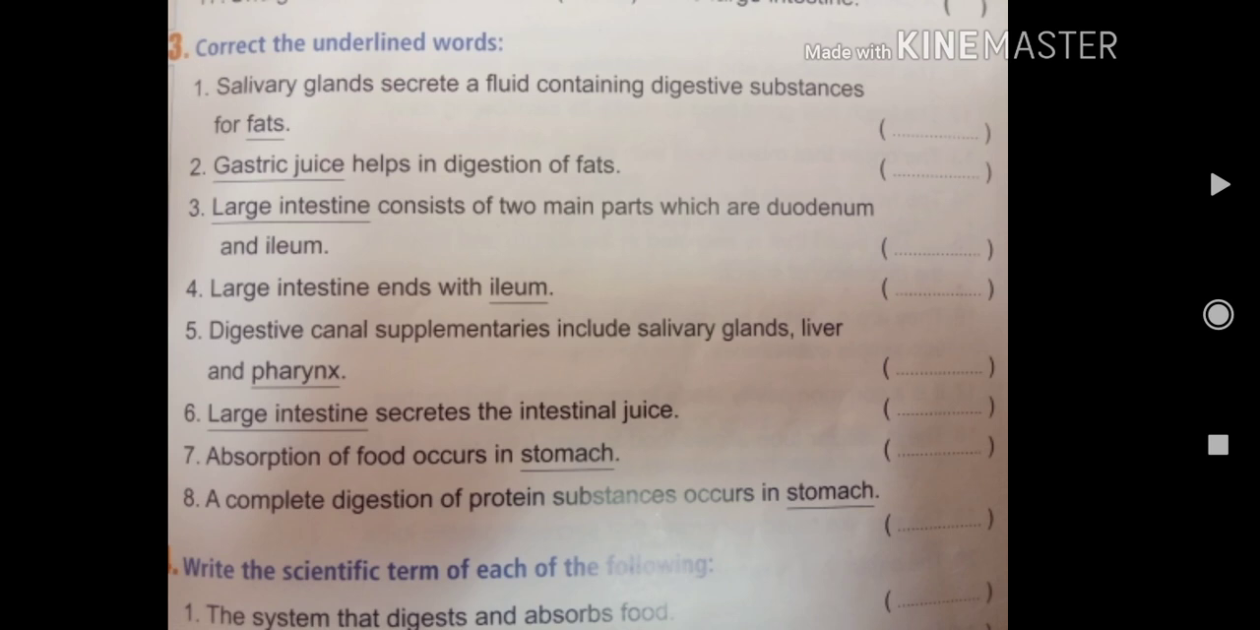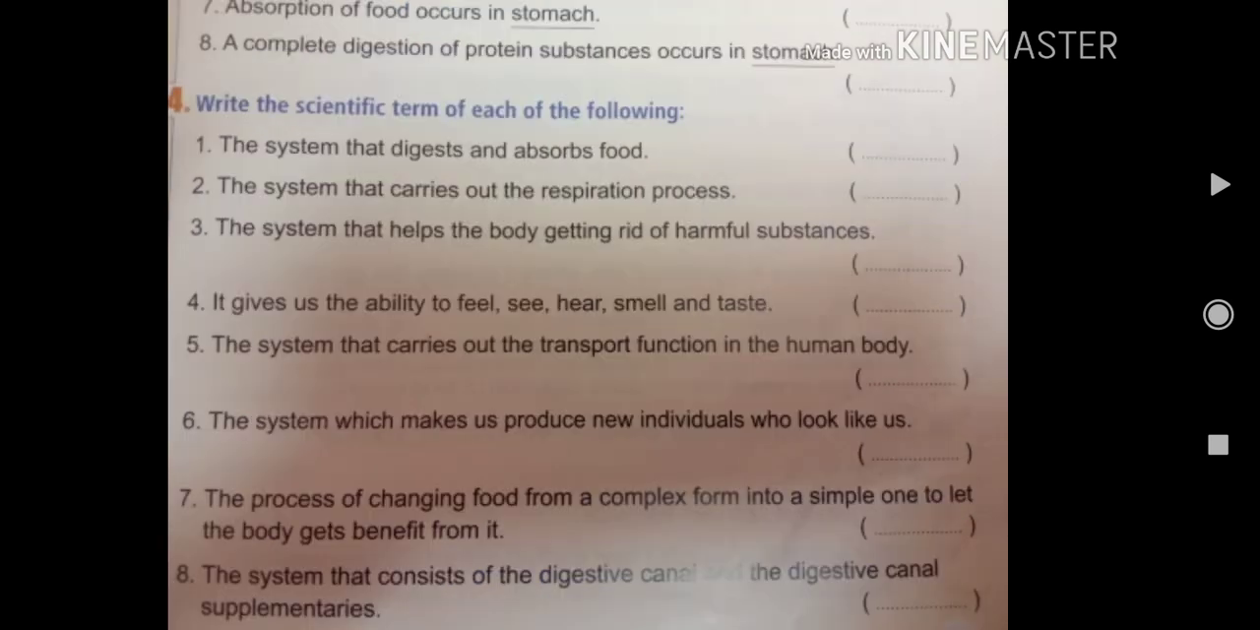Now we will have question number 4: write the scientific term of each of the following. A scientific term in science refers to this statement. Number 1: the system that digests and absorbs food. Do you know? It's the digestive system. Number 2: the system that carries out the respiration process.